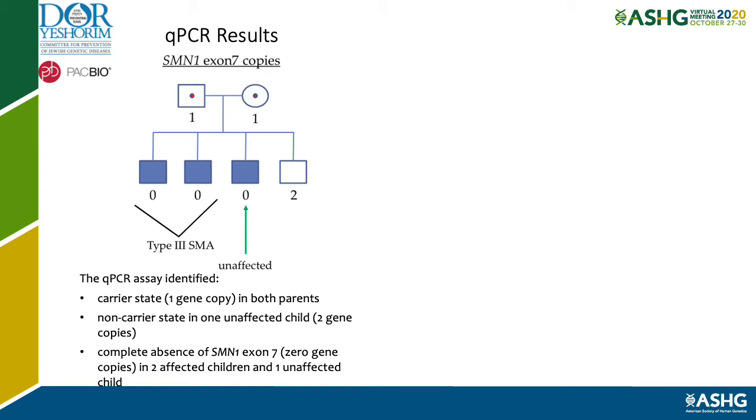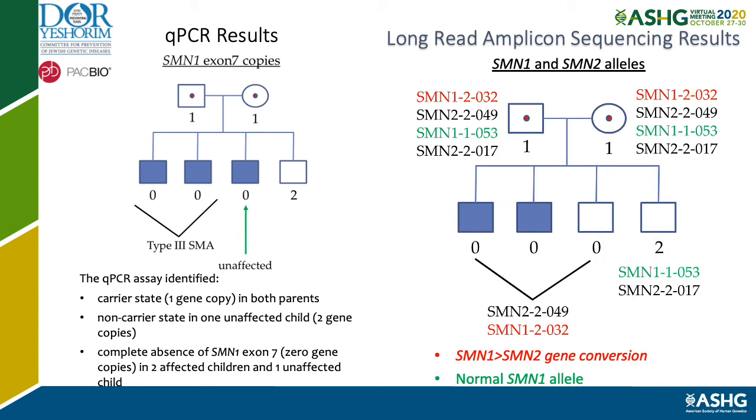The qPCR results show something interesting. As expected, we have 2 affected children with 0 copies of SMN1, but we had 1 unaffected child that had 0 copies as well, and 1 unaffected child that had 2 copies. The parents predictably had carrier state of 1 copy of SMN1. Looking at the alleles in the long-read amplicon data, we see that the parents are consanguineous. They have identical haplotypes, genotypes, for the normal SMN1 allele and their gene conversion SMN1 to SMN2 allele, not picked up by the qPCR assay.